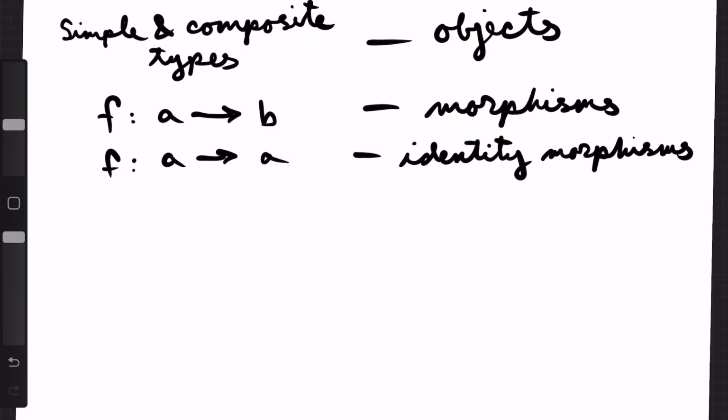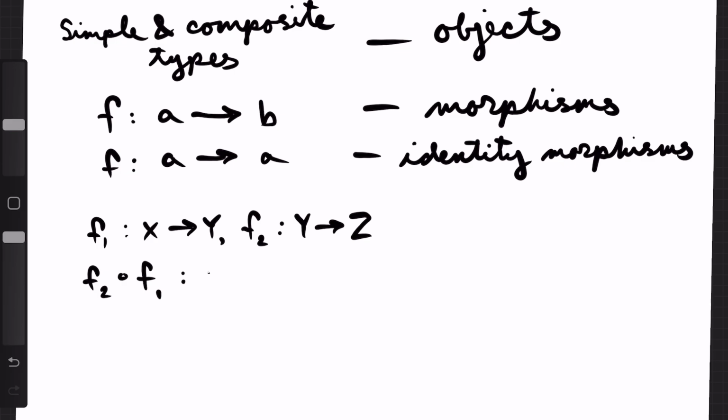A functional programming language allows two functions to be composed. If you have f sub 1, which maps x to y, and f sub 2, which maps y to z, then a composed function, f sub 2 circle f sub 1, mapping x to z, can simply call f sub 1 on its argument, producing an intermediate result. The composite can call f sub 2 on the intermediate result to produce a result of type z.